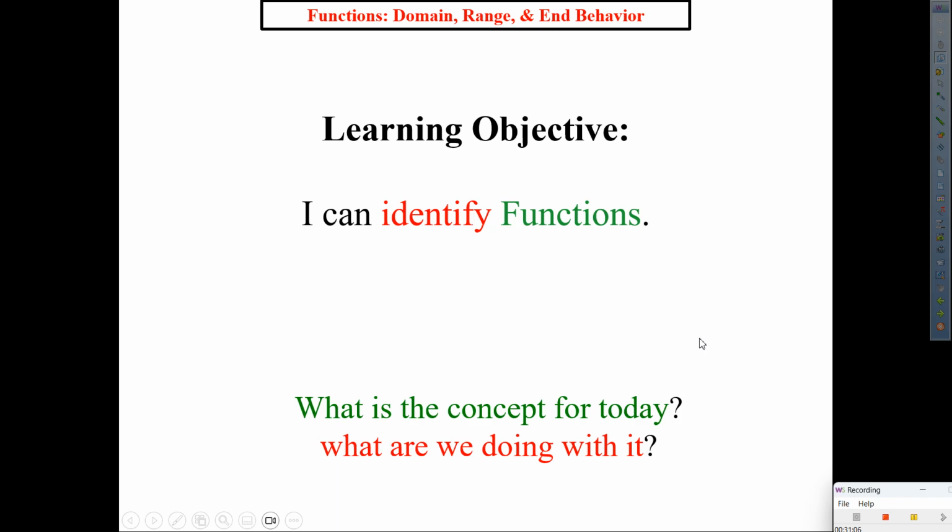Anyways, all right, get a Cornell note going, please. You will need at least one graph paper in front of you. Yesterday you got two of them from the back, right? Get that in front of you, please. Our objective for today, I can identify functions.